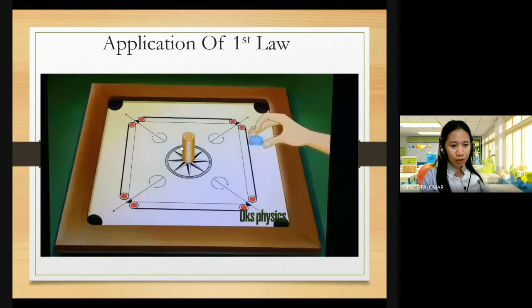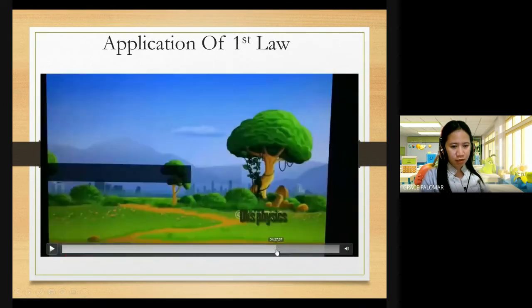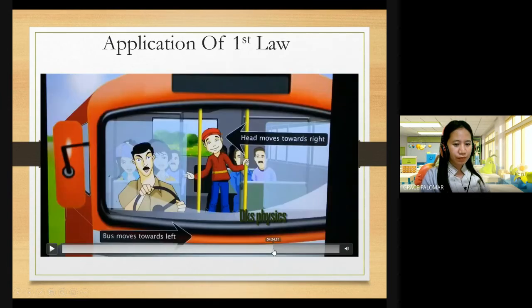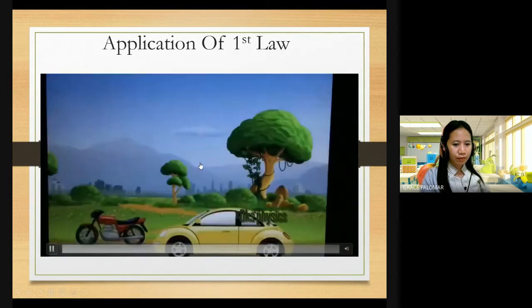So wait, which do you think is difficult to push? Is it the car or the bicycle? Okay, so I'll give you another 5 seconds to guess your answer.